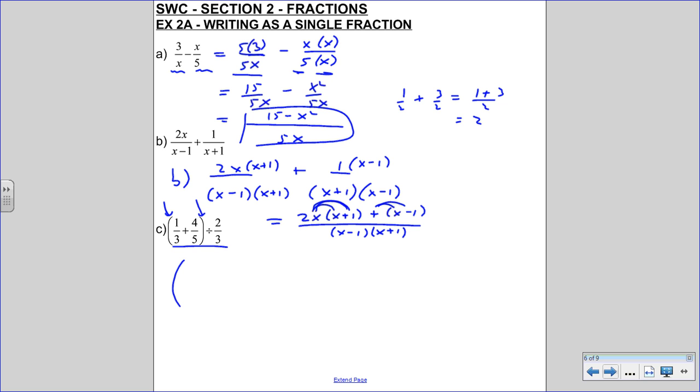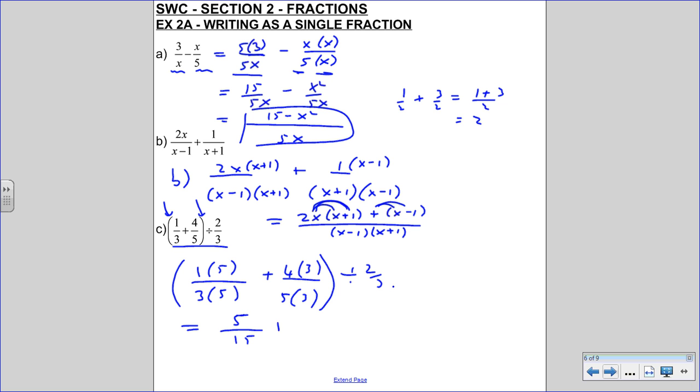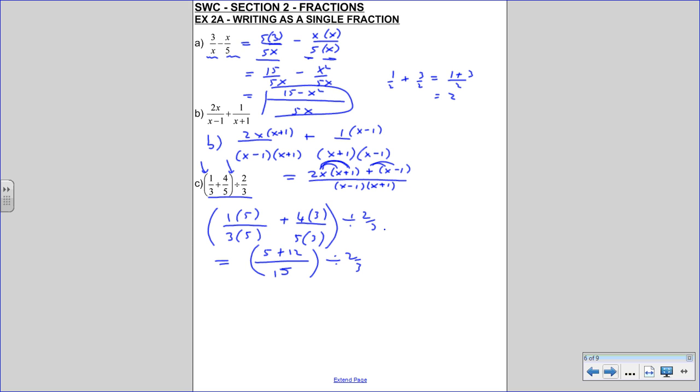So a third plus 4 by 5, can't do it because the denominators aren't the same. So the bottom's going to need a 5 and the top as well. And this side is missing a 3. And now these are the same. So we'll deal with that 2 by 3 in a second. So here we get 5 on the top over 15 plus 12 over 15. Denominators are the same, so we can put them all together. So 15, 5 plus 12, and it's still divided by 2 by 3. 5 plus 12 is 17 over 15.